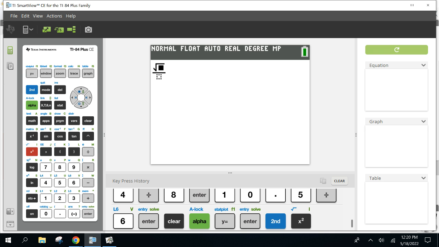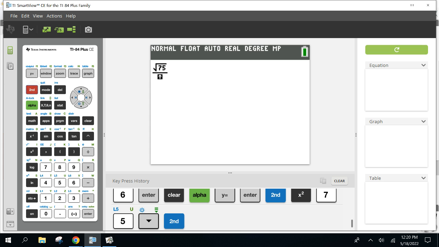Sophomores and freshmen, please report to Gym B. Freshmen and sophomores, please report to Gym B at this time.